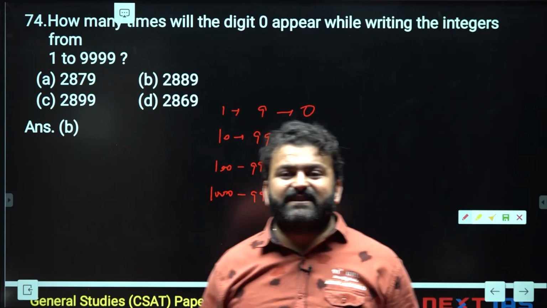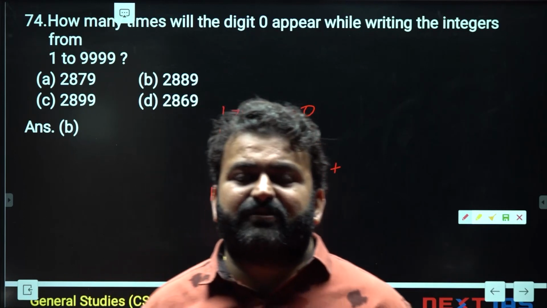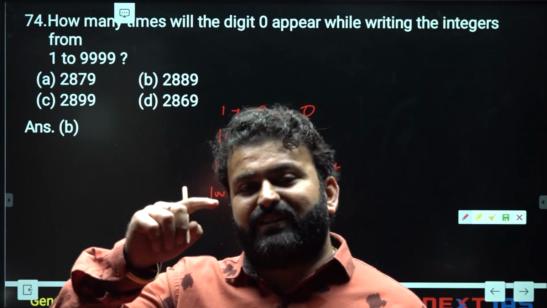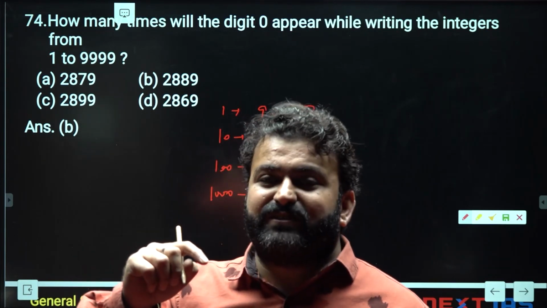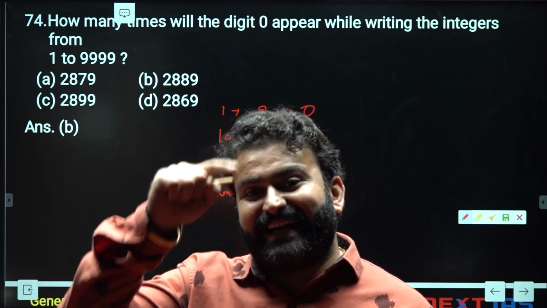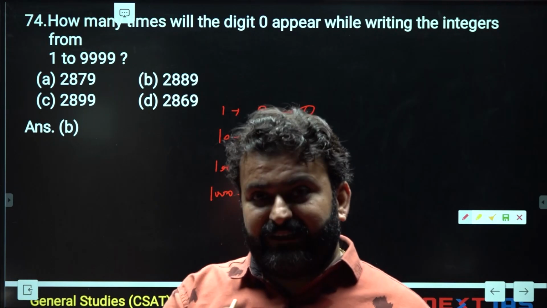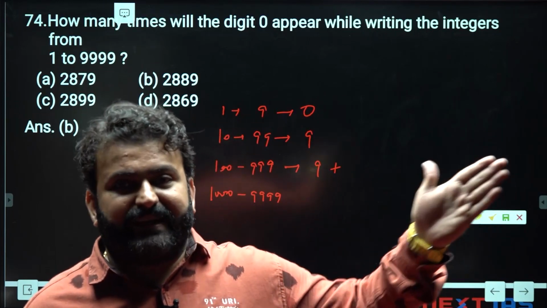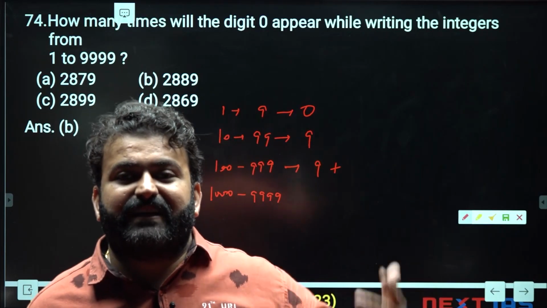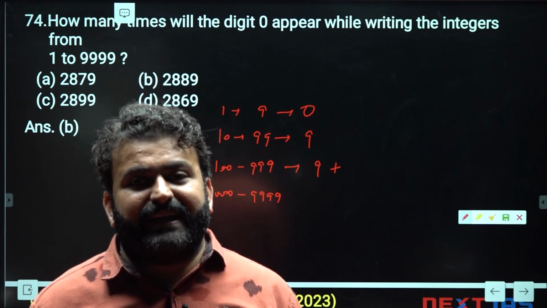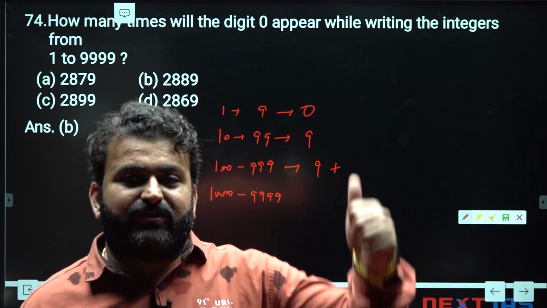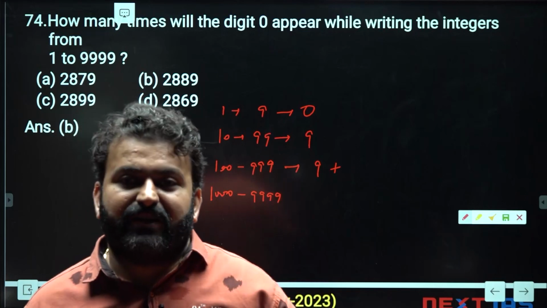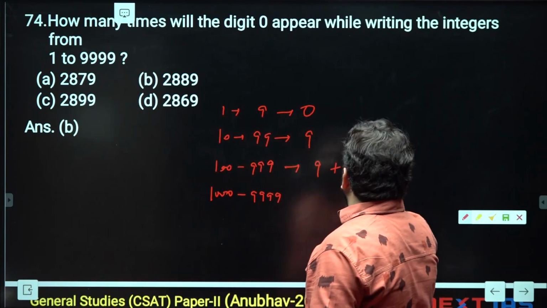And then at the 10th digit place, now all of you, how many times? At the 10th digit place, in 100 we have 101, 102, 103, 104, 105, 106, 107, 108, 109. 100 to 109, total 10 times. So 100 has 10 times, 200 has 10 times, 300 has 10 times, up to 900 has 10 times. So 100, 200, 300, 400, 500, 600, 700, 800, 900. So how much does it become? 10 into 9.